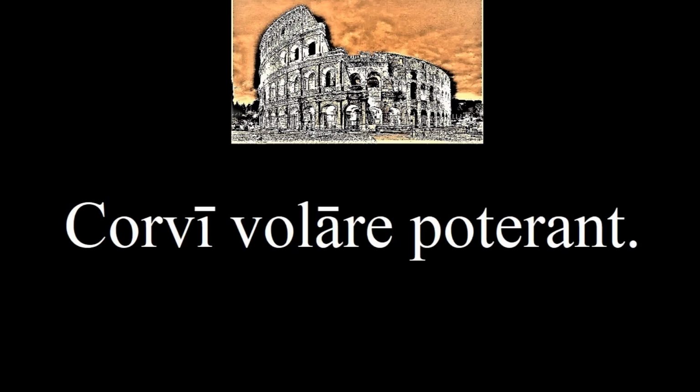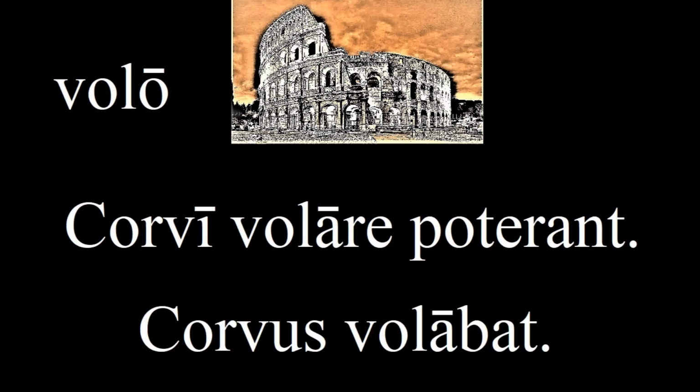Look at the next sentence. Corvi volare poterant. Crows could fly. The word for fly is a little strange because I fly is volo. This is the same as the word for I want. The rest of the conjugation is different though, so we only have to be careful about the first person case. But we will see both words in past tense in the story. Try to say, the crow was flying. Corvus volabat.